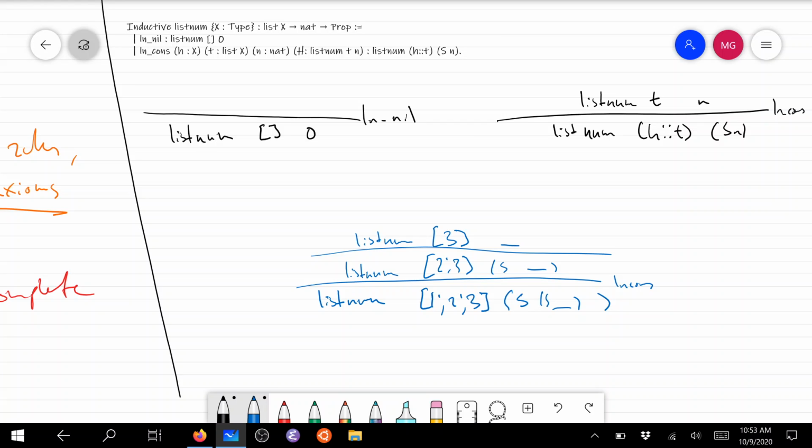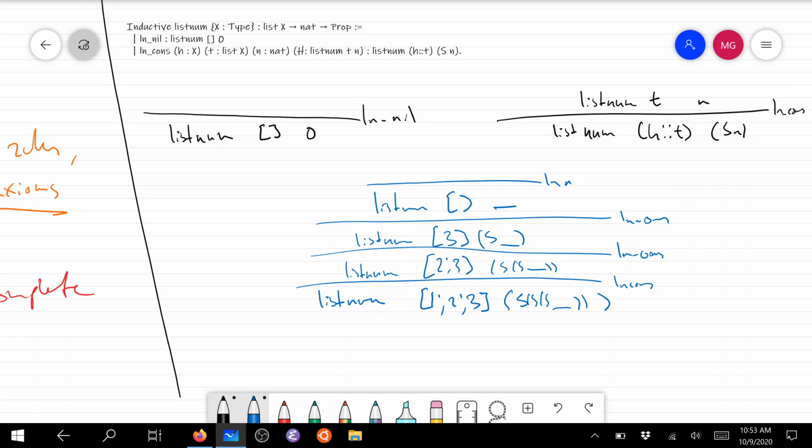Let's finish it up. So list num 3 we got here via ln cons. Again, we can do one more ln cons, and now we'll get list num empty list something, and then this is an s of something, so we can percolate these other s's through. Okay, and then what goes here? Well, now it's by ln nil. Ln nil, please.